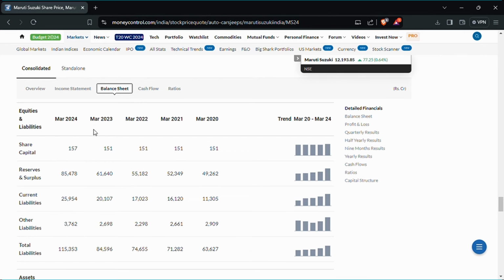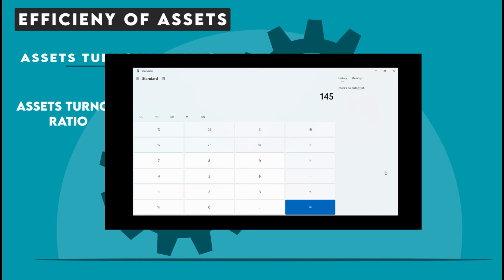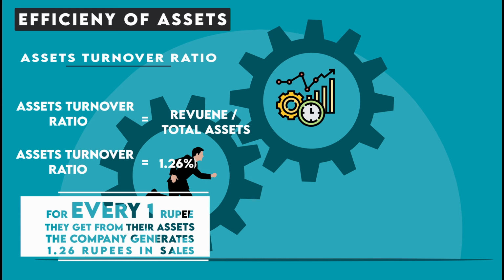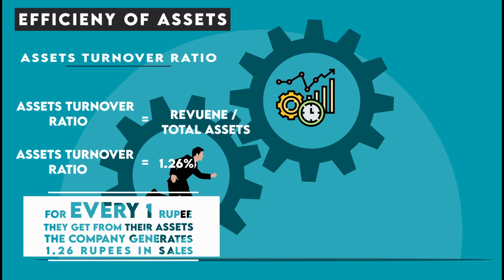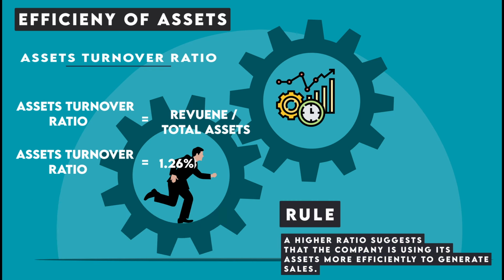Click on balance sheet, scroll down to assets. This is the total assets for the year ending March 2024. It is 1,15,353 crore. 1,45,951 crore divided by 1,15,353 crore, which comes to 1.26. It means for every 1 rupee in total assets, the company generates 1.26 rupees in sales. If you did not understand, try to rewatch, you will be fine. Higher the asset turnover ratio, higher the efficiency of the company's assets.